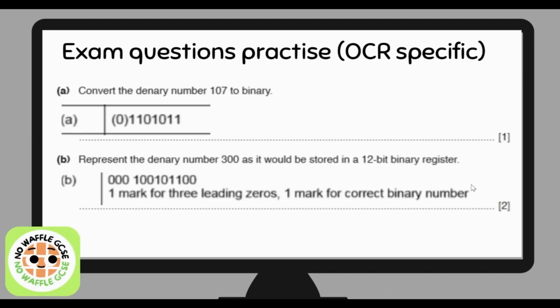So the denary number 107 in binary would be 0110111, and to represent the denary number 300 in a 12-bit binary register, that means that you have to have your normal 8 bits and then add an extra amount, and you can see the mark distribution there.